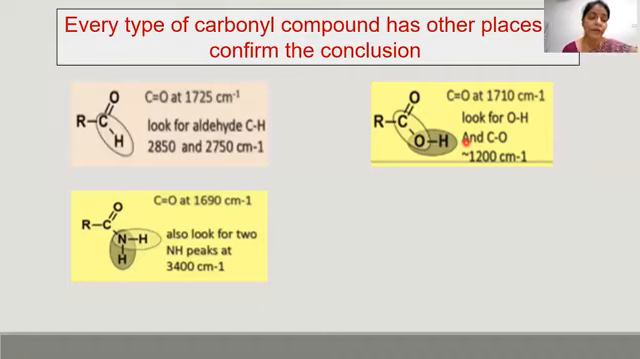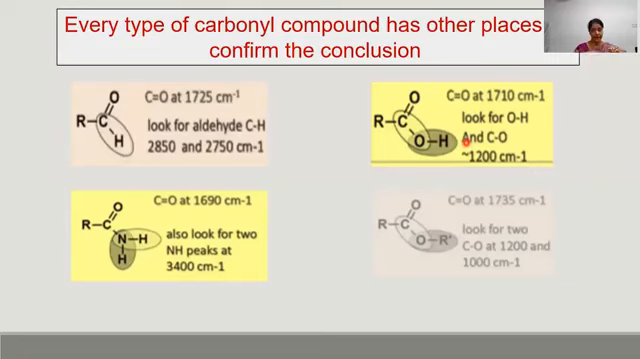Amide. In case of amide, the C double bond O carbonyl is common, present at 1690 centimeter inverse. Other than carbonyl, two NH bands are observed near 3300 or 3400 centimeter inverse. So carbonyl plus two bands at 3300 centimeter inverse, amide. Carbonyl plus a broad band at 3500 centimeter inverse to 3000 centimeter inverse, it is acid. Carbonyl plus two small bands at 2800 to 2700 centimeter inverse, it is aldehyde.